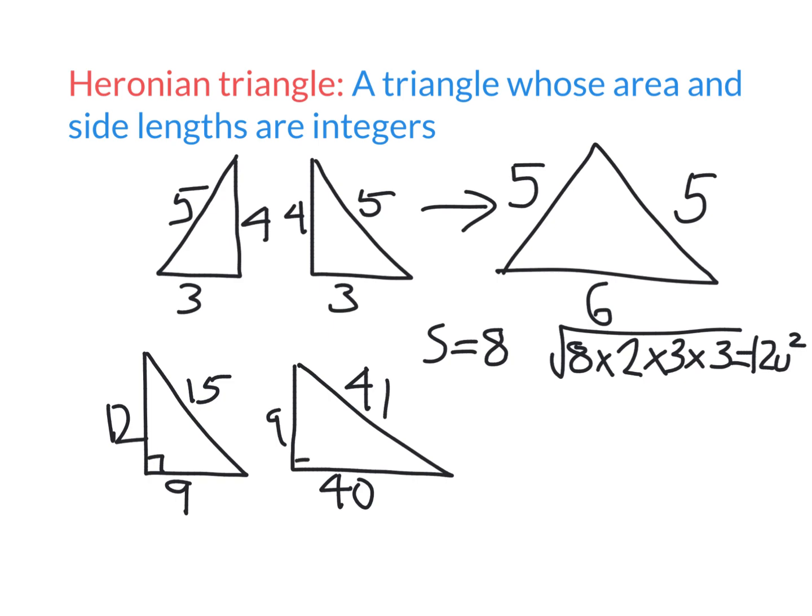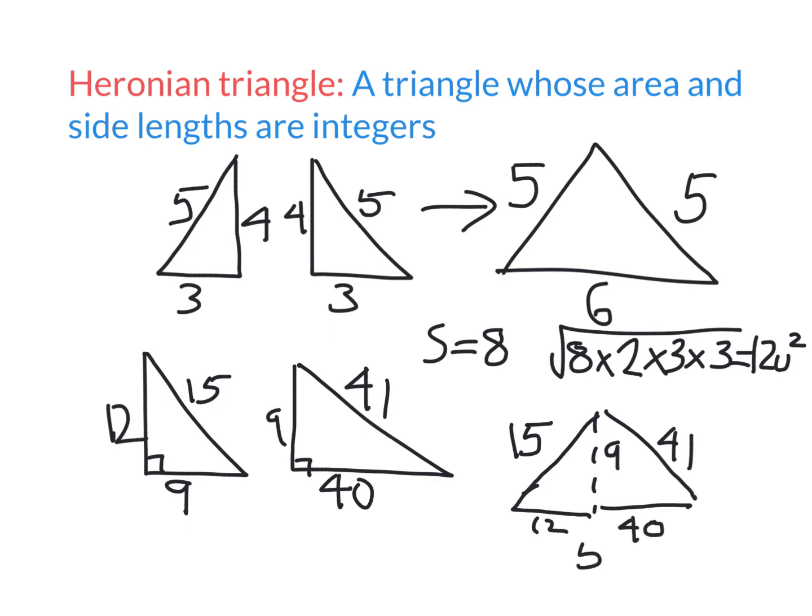So we can put these two back to back so that they will form a Heronian triangle. So the number that's common, 9, will be the perpendicular height. So we will have one side being 15, one side being 41, and on the bottom we will have this one here will be 12, this one here will be 40, so the total length there is 52. And if you use Heron's formula on this, it turns out the area is 234 units squared. So this is Heronian. It has integer side lengths and an integer area.